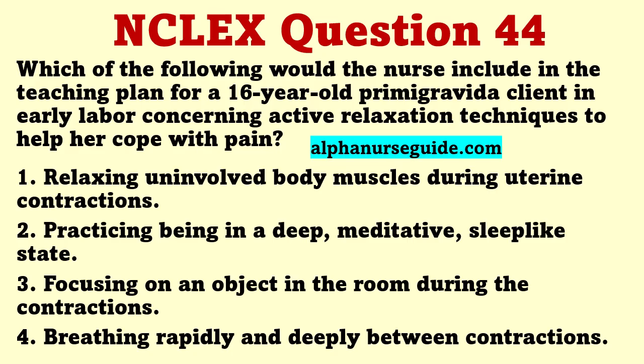The correct answer is 1. Childbirth educators use various techniques and methods to prepare parents for labor and birth. Active relaxation involves relaxing uninvolved muscle groups while contracting a specific group and using chest breathing techniques to lift the diaphragm off the contracting uterus.